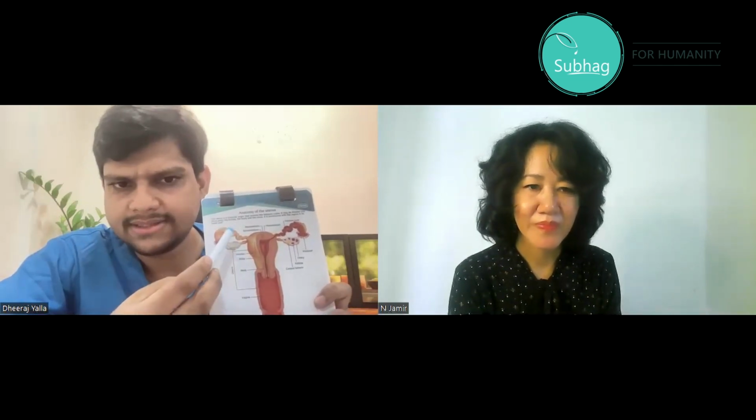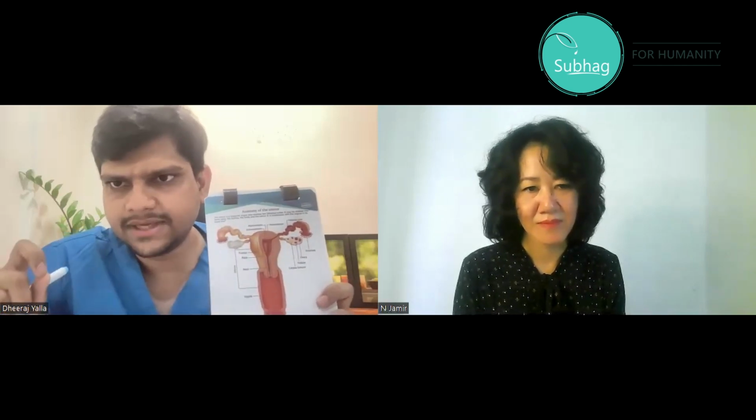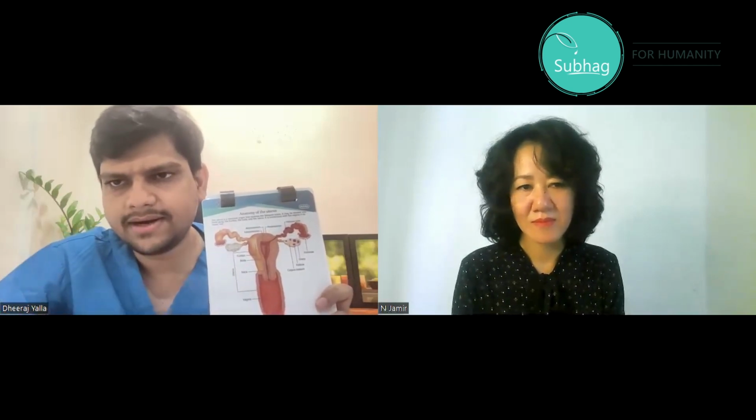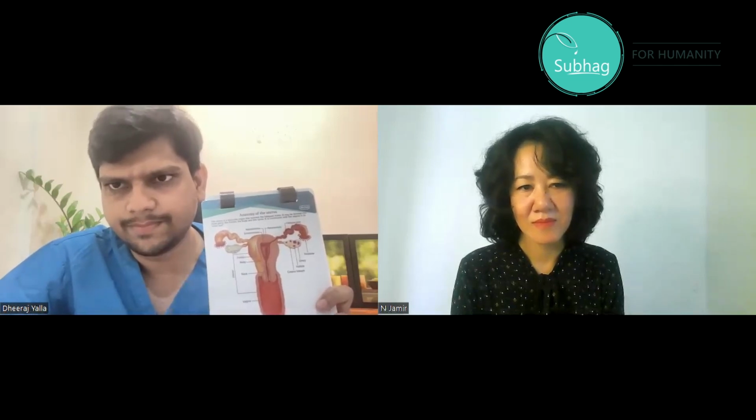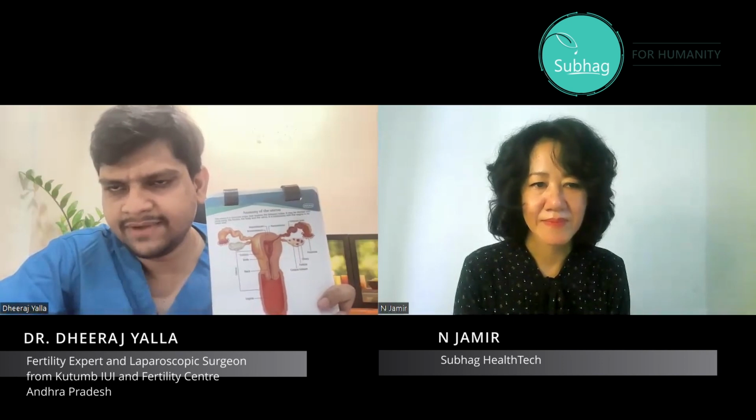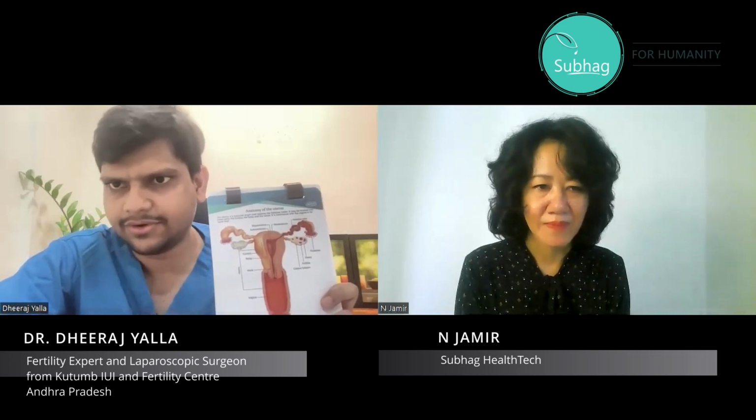When the block is somewhere in the middle, the procedure becomes a little difficult, because you need to pass the tube all the way from here to here. The tubes are very slender. The more you manipulate, the more damage you will create to the tube. So when the tubal block is somewhere in the middle, your procedure gets a little difficult, and the chances of clearing the tube are also lower. So generally, whenever you get a patient with a block in the mid part, we always counsel them that it might be successful or might not be successful.